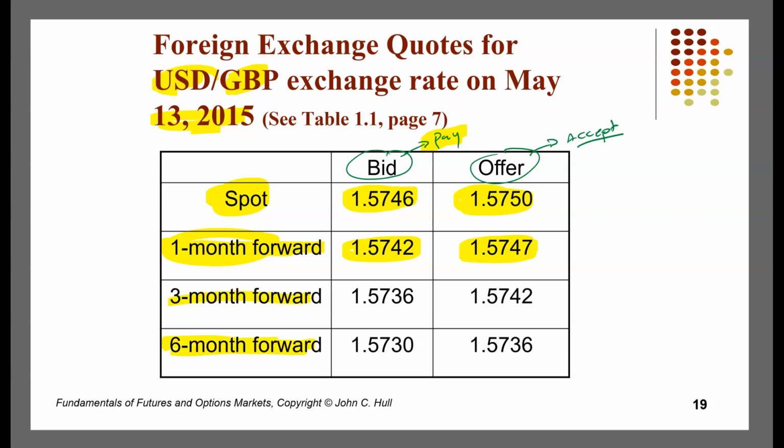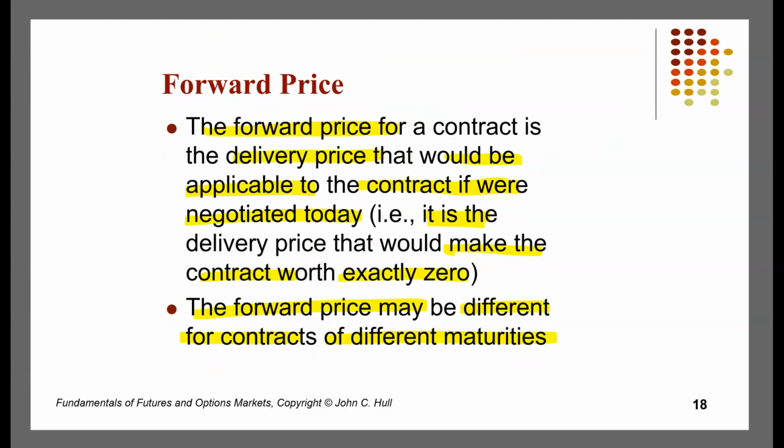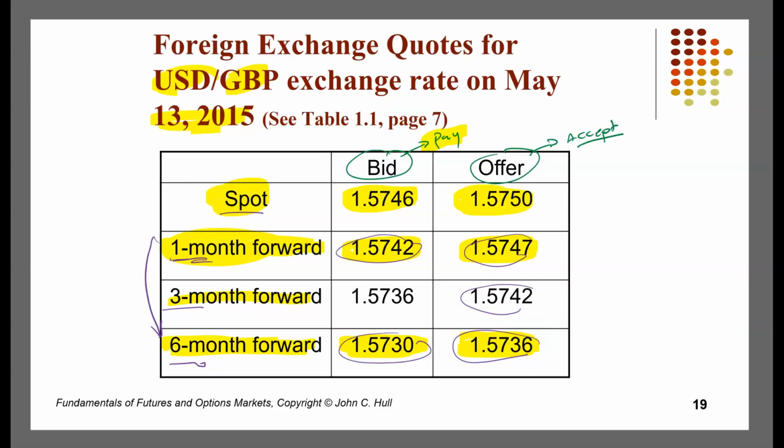So six months from today, the market maker is willing to pay 1.5730 US dollars for a British pound, and the market maker is willing to accept 1.5736 US dollars for a British pound, or the market maker is willing to sell a British pound for 1.5736 US dollars. And now what you see is that as the maturity changes, we go from the spot to one month to three months to six months, the bids and the offers all change as well, right? And that's what we said earlier, that the forward price may be different for contracts of different maturity. Here we have different maturities in this three, six, and one month forward, and we have different bid and offer prices.